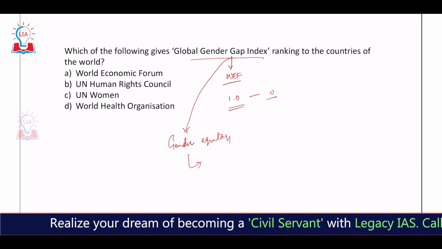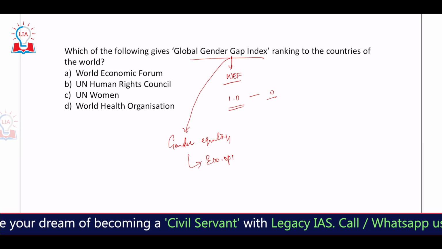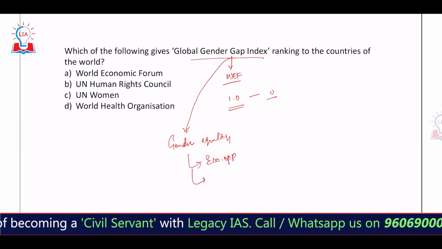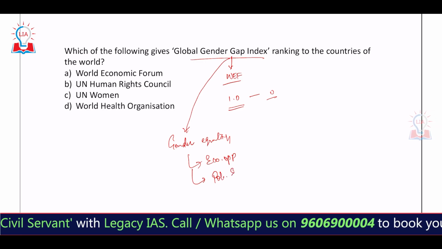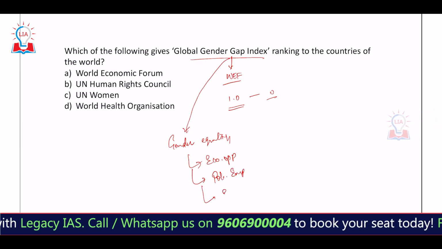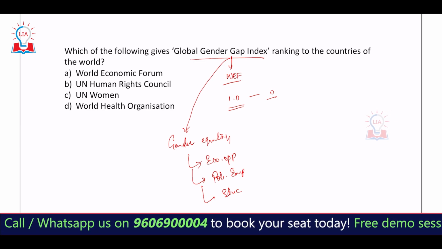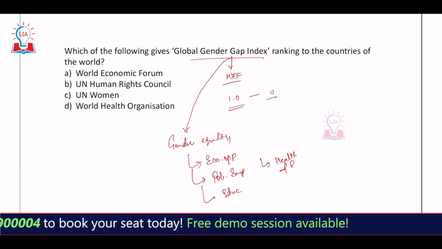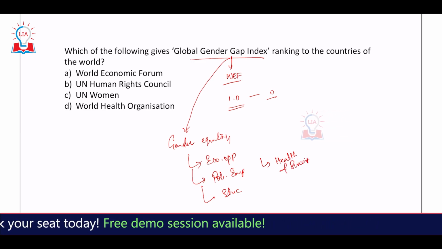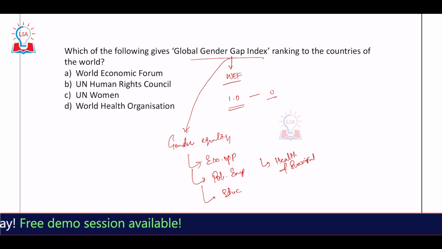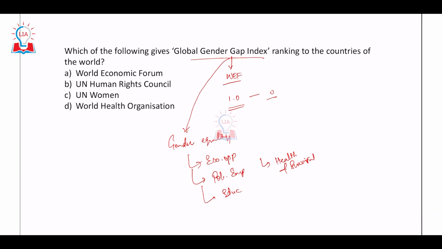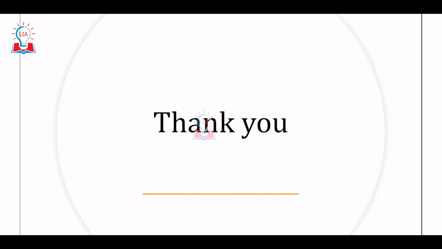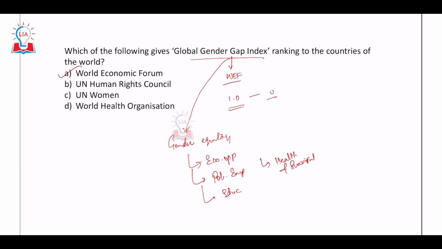One parameter is economic opportunity. The second is political empowerment. The third is educational attainment. And the fourth is health and survival. On the basis of this, the index was created. India had actually slipped some 4 places back then when this report came out. For this reason, it was in news. So the answer is World Economic Forum. So that's it from the 2017 paper.